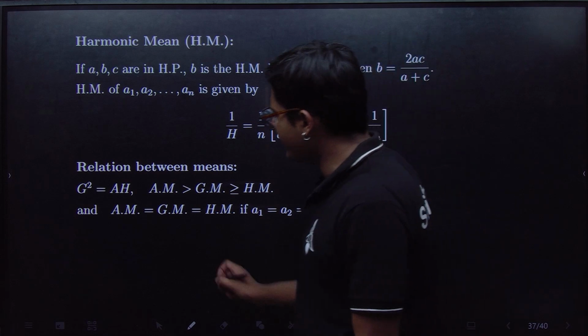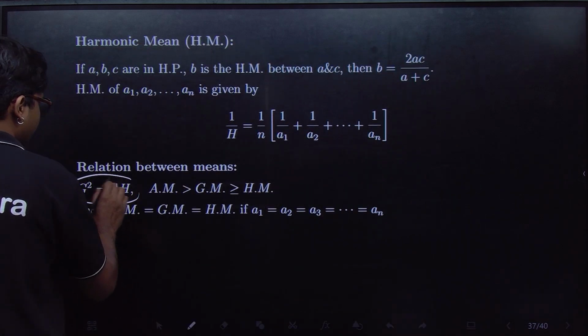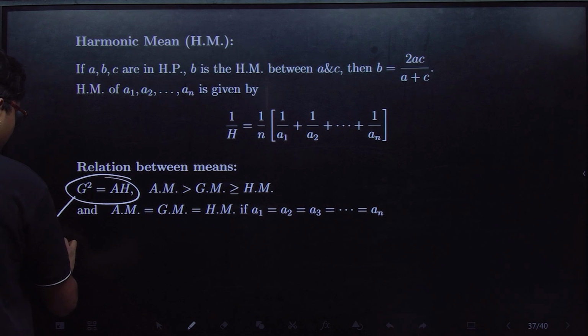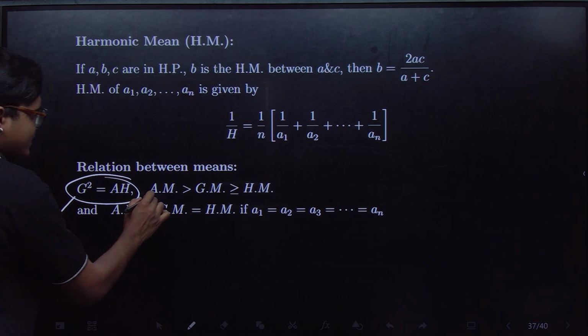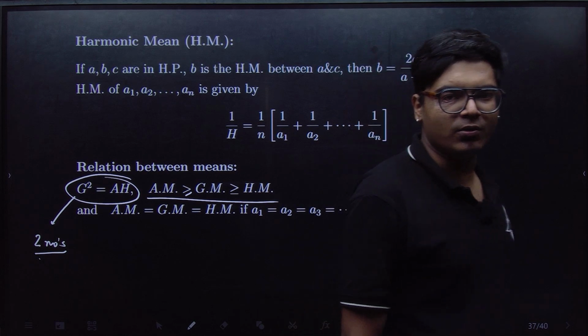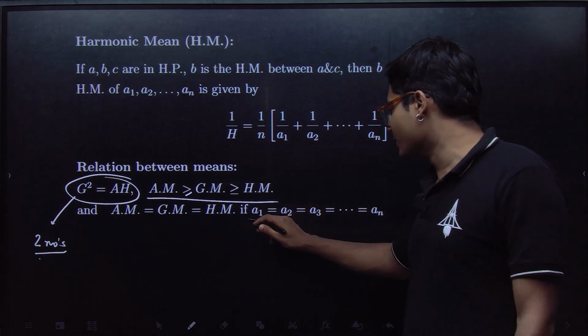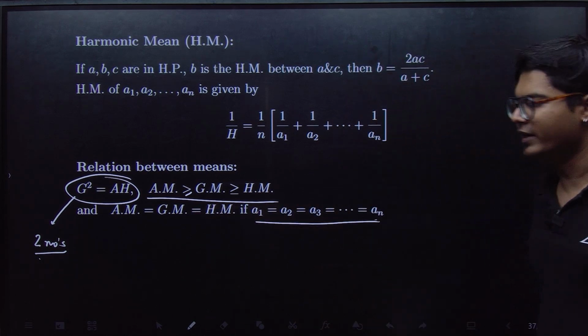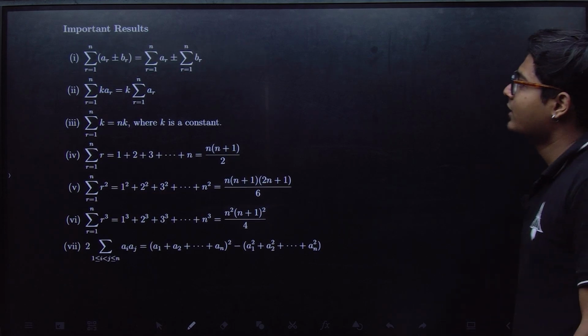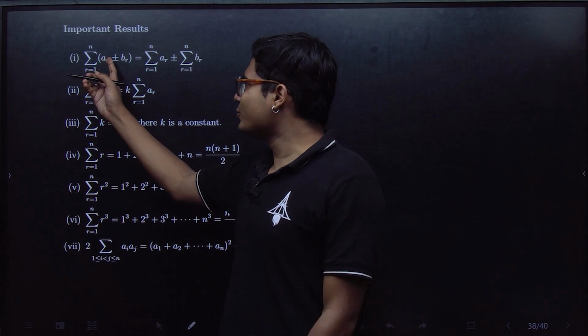Now, the relation between the means. For two numbers, you can say that the geometric mean squared is equal to the arithmetic mean times the harmonic mean. But remember, it's only for two numbers. And in general, we always have AM greater than or equal to GM greater than or equal to HM, and equality only holds if all these numbers are equal. If all the numbers are equal, you'll get the equality case.